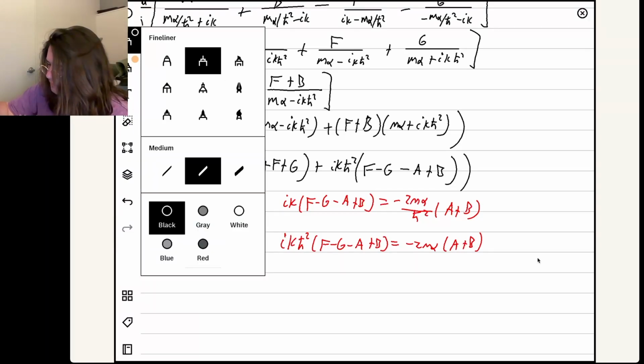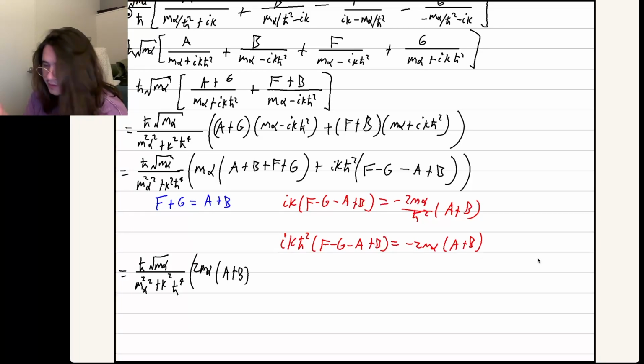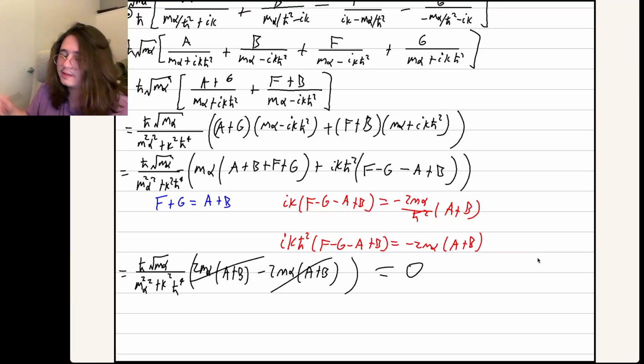Okay. Going back to the results of our integral, we notice that we can just, and these should both be squared, but it doesn't matter that much. We have 2m alpha times a plus b, since f plus g is the same as a plus b from this. And then this says this is minus 2m alpha a plus b. So they cancel out, so it's 0. It took me way too long to figure that out.